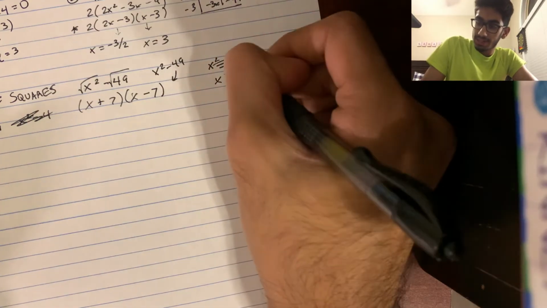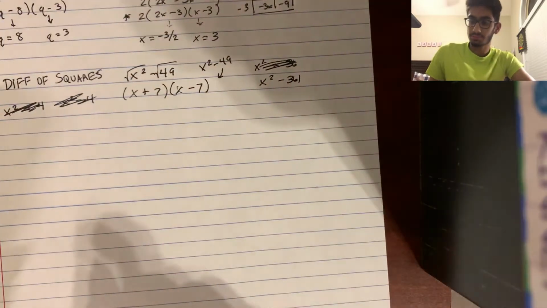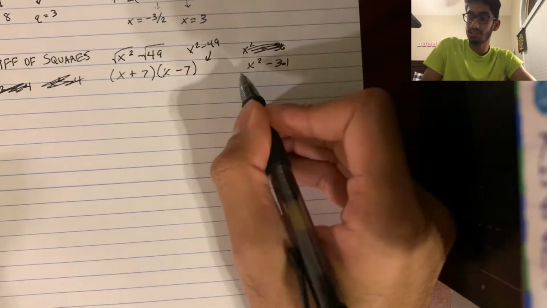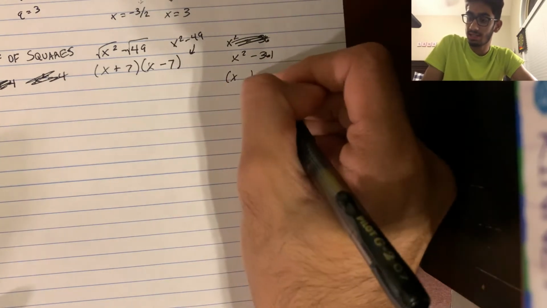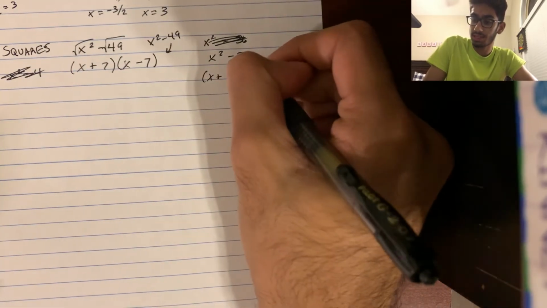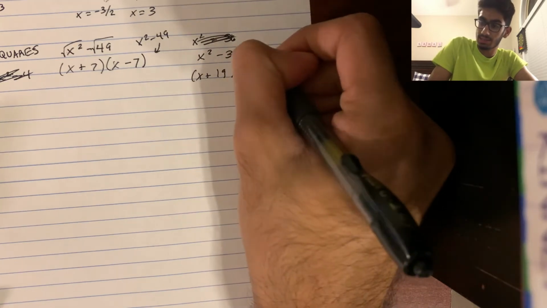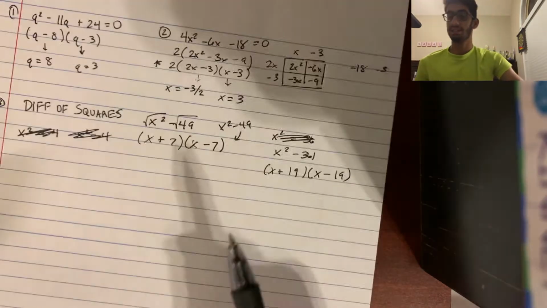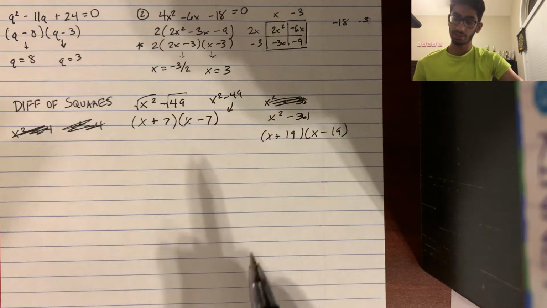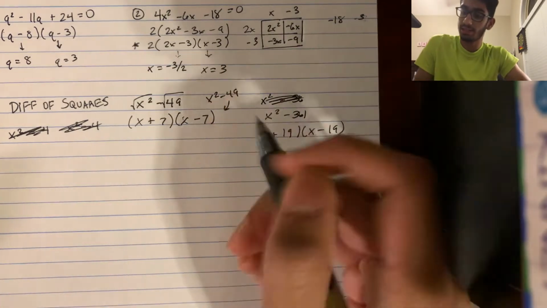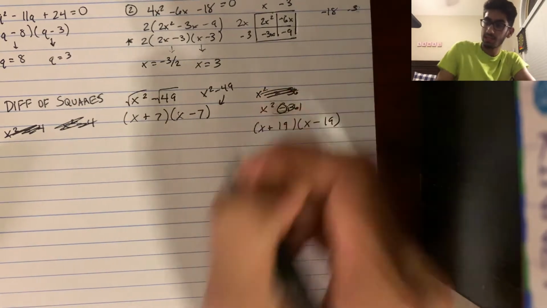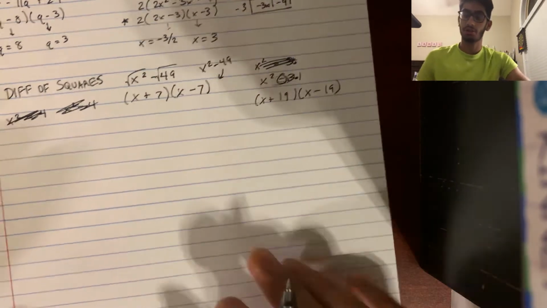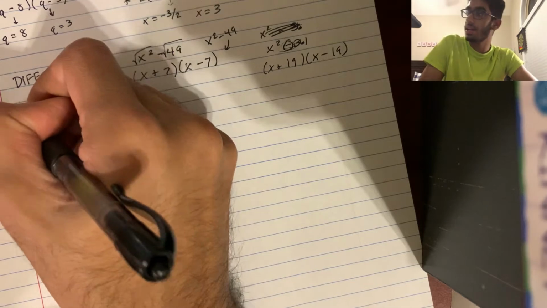x squared minus 361. How would that be factored? You take the square root of the first term, which is x, and the square root of the second term, which is 19. And you put the plus sign in the first set and the minus sign in the second set. This difference of squares only works if you have a minus sign right here. If it's a plus sign, it will not work. And I'll show you an example of that.